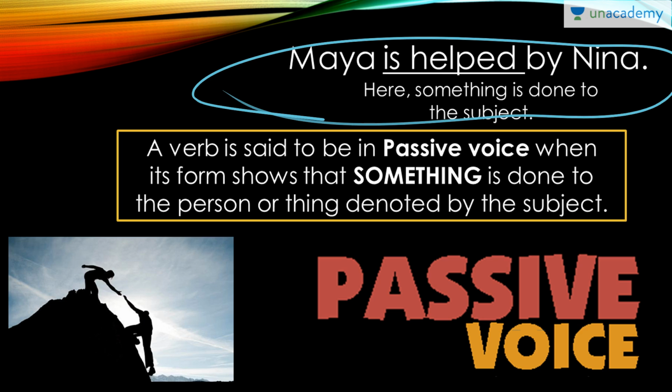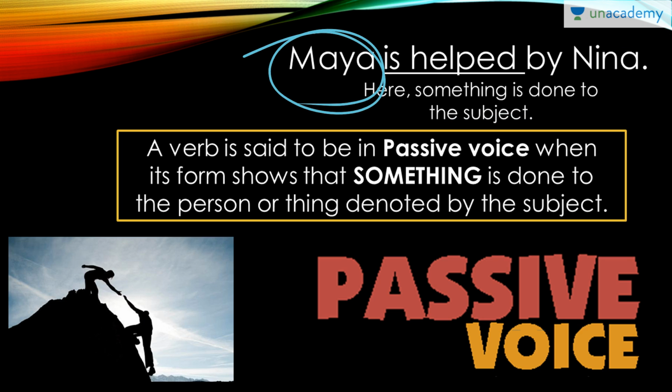So Maya is helped by Nina. Maya here is the subject. Is helped by whom? Nina, making Nina the object. Is helped is your verb here, with is being your auxiliary verb.